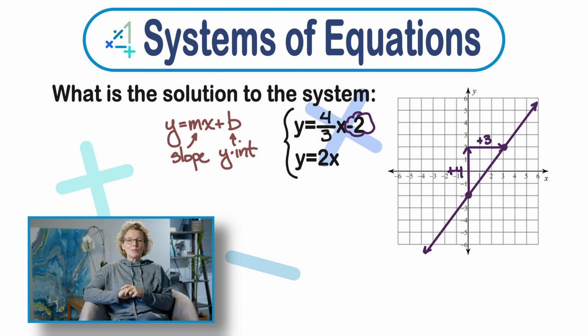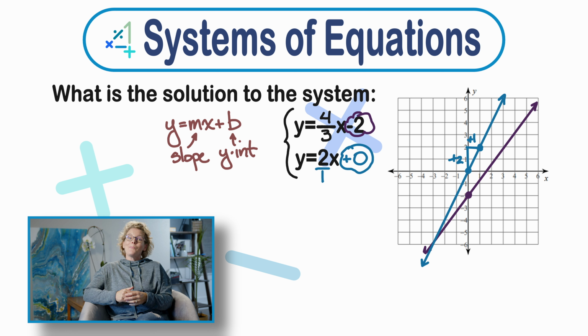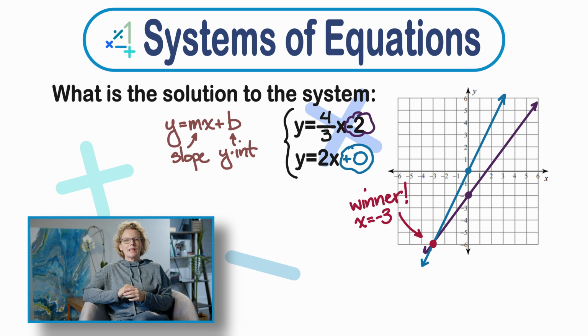Next is y equals 2x. Its y-intercept is the invisible 0 here. The slope is up 2 over 1 and you put a dot there. Draw the line, and then where do they meet? Back here where x equals negative 3. But we have to give the full point of (-3, -6). If I put that x and y into both of the equations, they will work out perfectly.